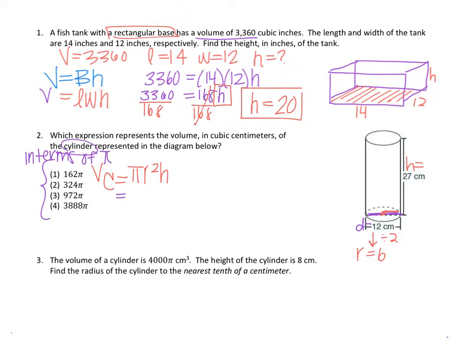So we have pi times (6) squared, and then times (27). Now remember, we found that we're going to leave our answer in terms of pi. So the only thing that you're typing in the calculator right now is 6 squared times 27. That gives us 972. But remember that we still have a pi, which needs to get attached to our answer here. So our final answer should be 972 pi.